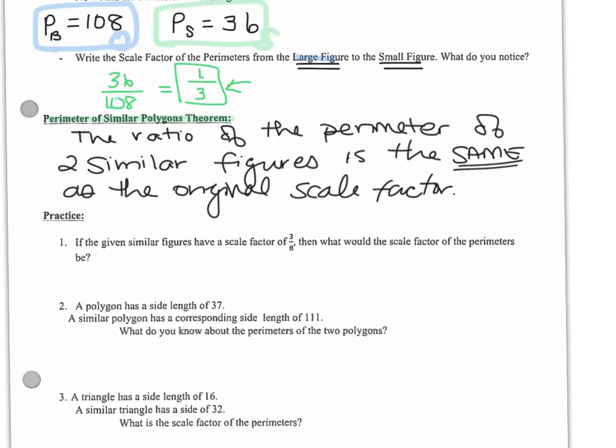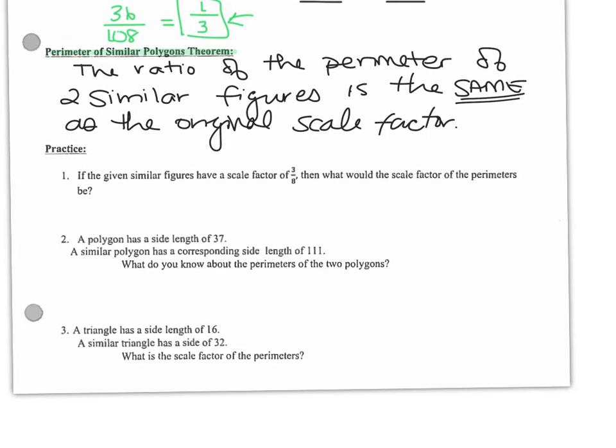So let's go ahead and look at these practice problems. It says, if the given similar figures have a scale factor of 3 to 8, what would the scale factor of the perimeters be? Since my scale factor is 3 to 8, what would my perimeter scale factor be? Well, it's the same. So 3 over 8.